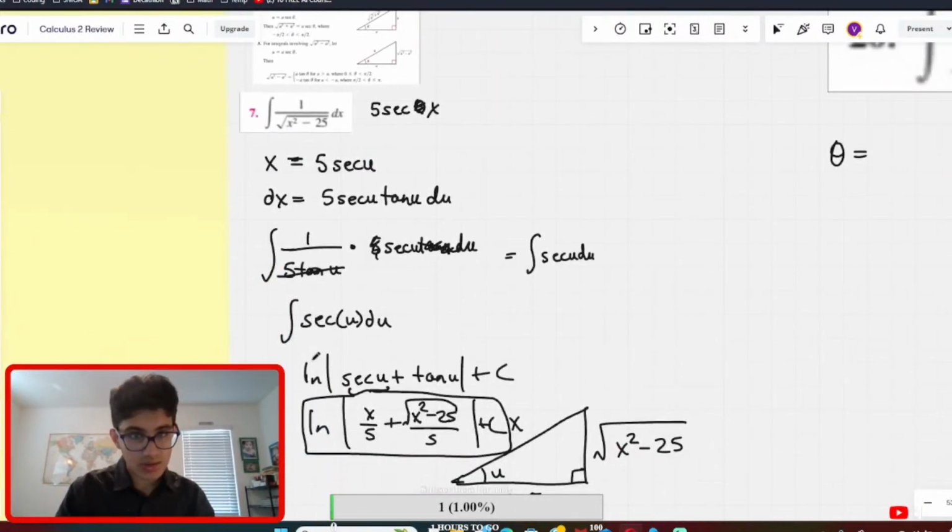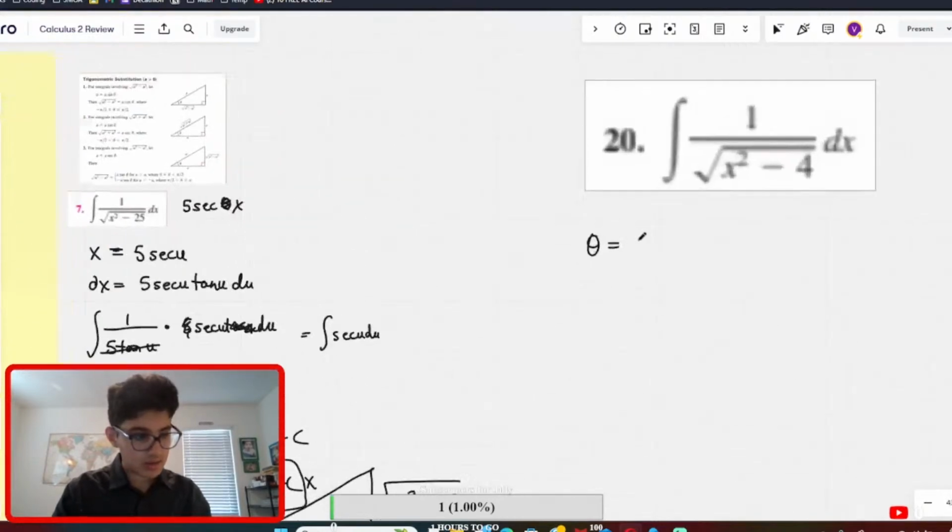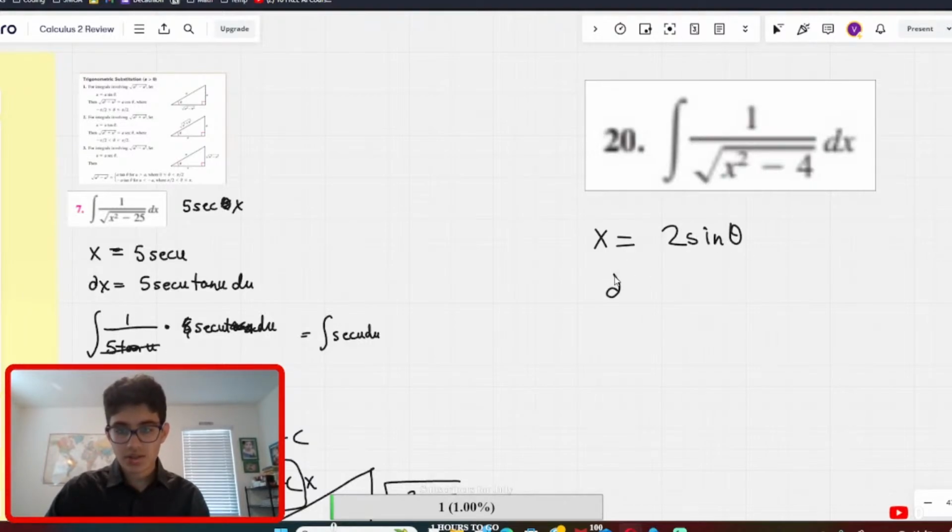X is equal to secant. No, never mind, it's not theta is equal to that. It's x is equal to 2 sine of theta. So dx is equal to 2 cosine theta. Wait, this works out very nicely, it seems.